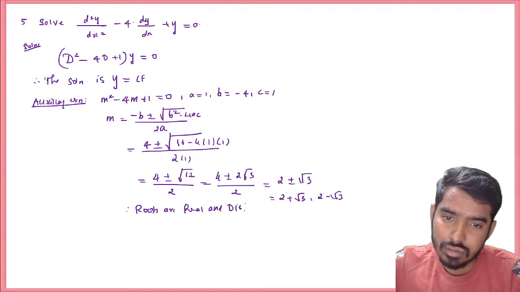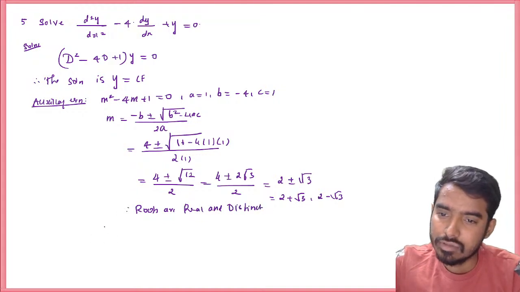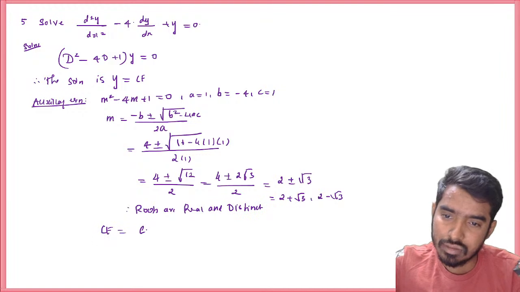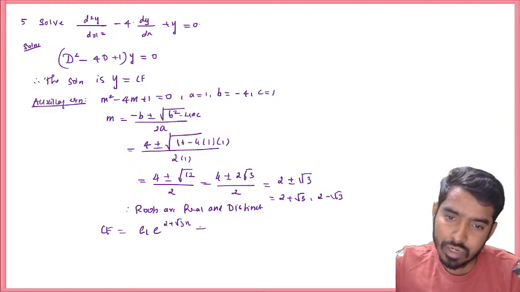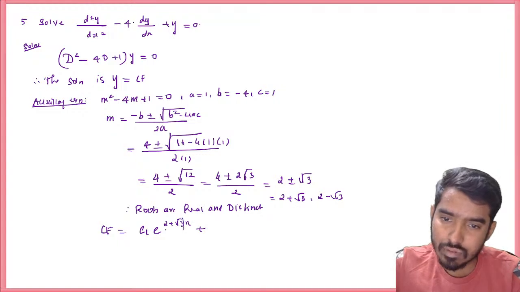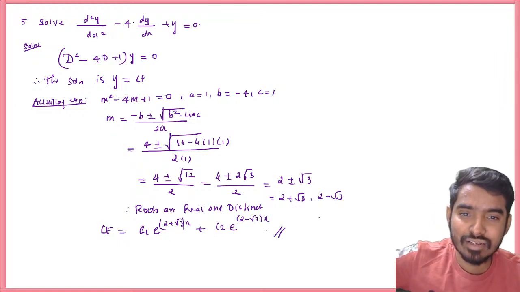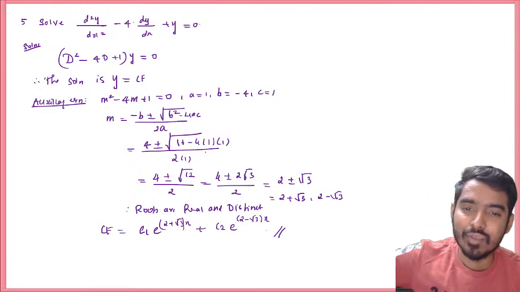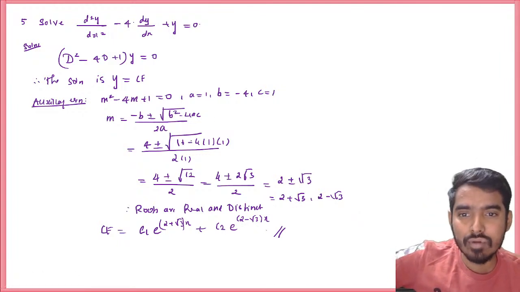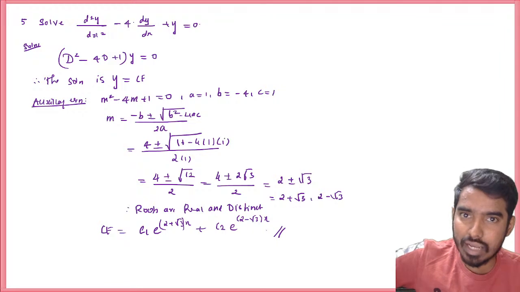Roots are real and distinct. So in that case, your complementary function is C1 e power m1x, C2 e power m2x, right? Don't think it is complex, it is real root only. If you have negative in square root, then only we have complex root, right?